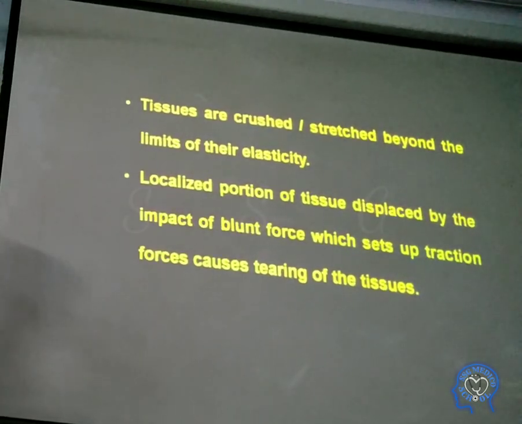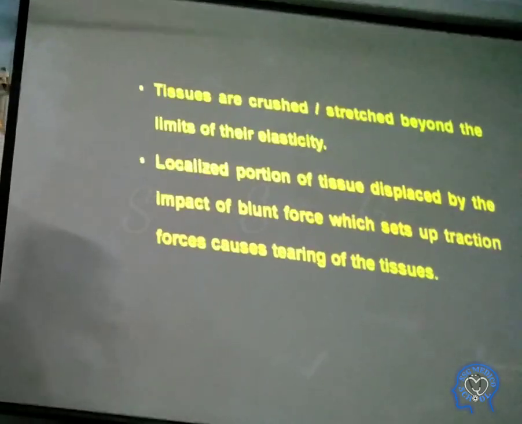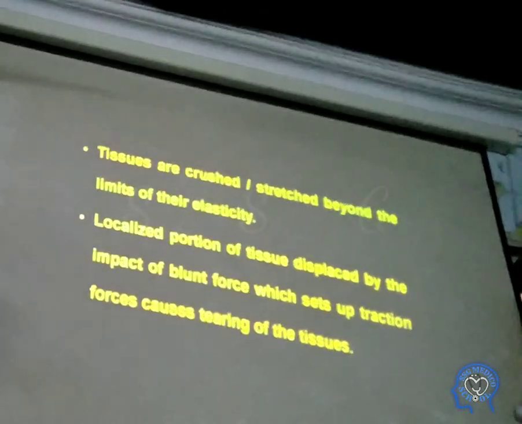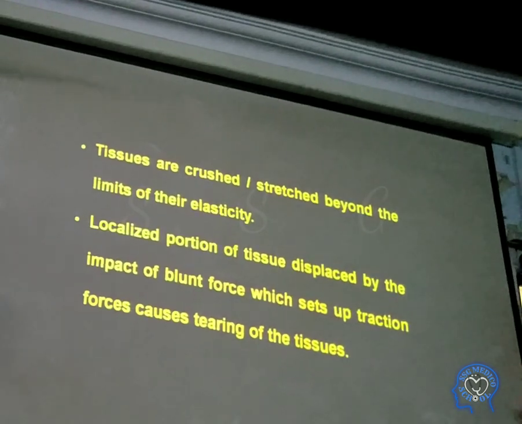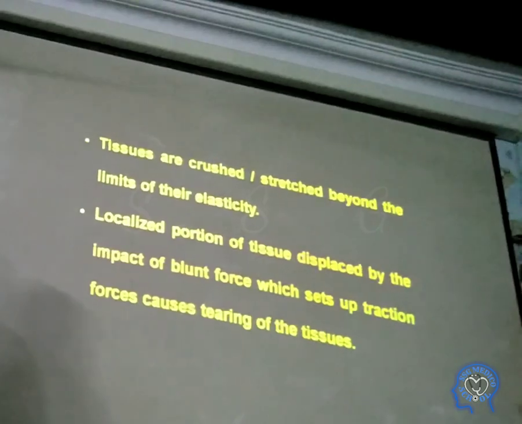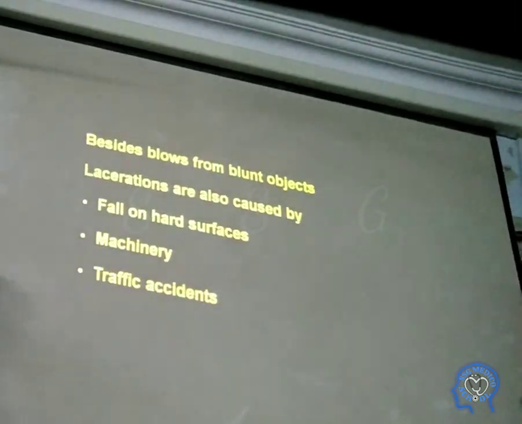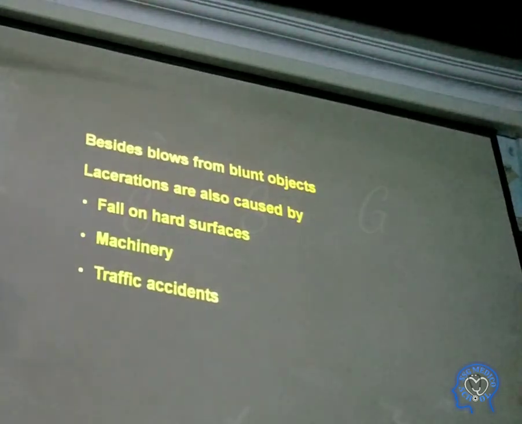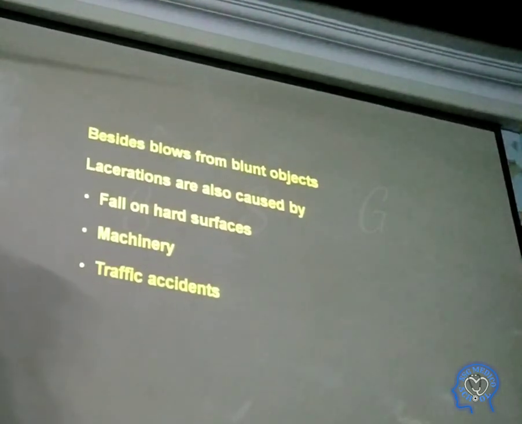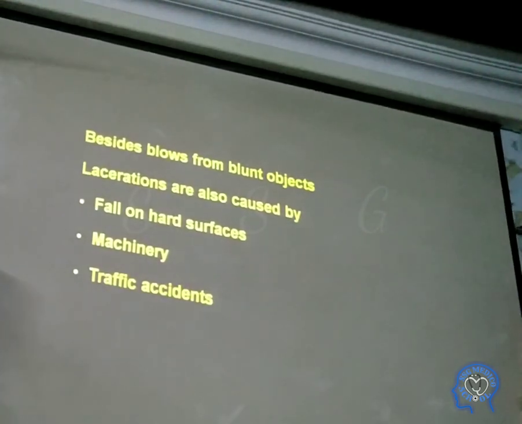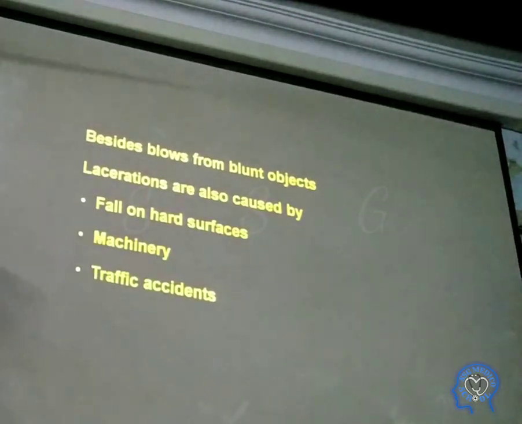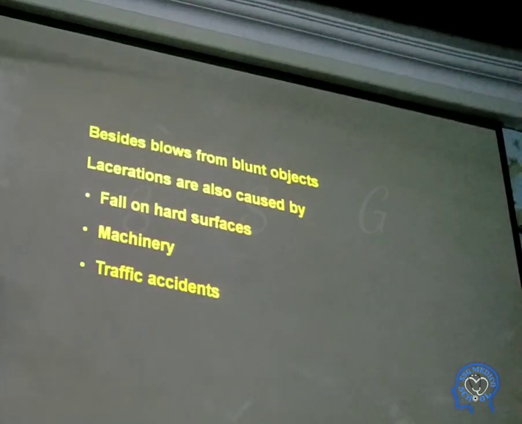Tissues are crushed, hair pulps of the skin are crushed, blood vessels are crushed. This results in tearing of the skin and the tissues. Next. It occurs from a blunt object. It also is produced in falls, machinery, and road traffic accidents.